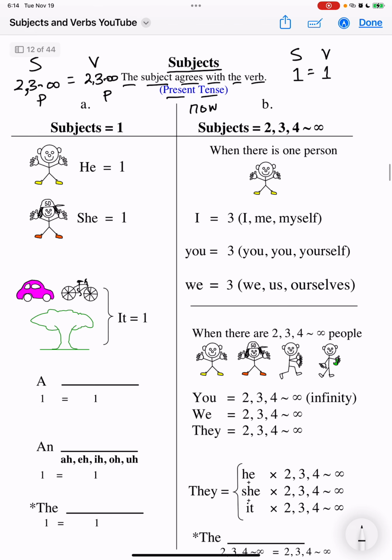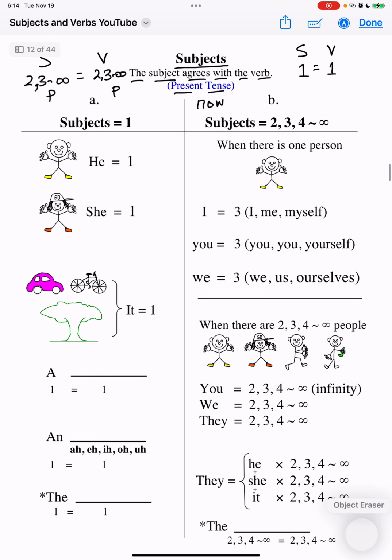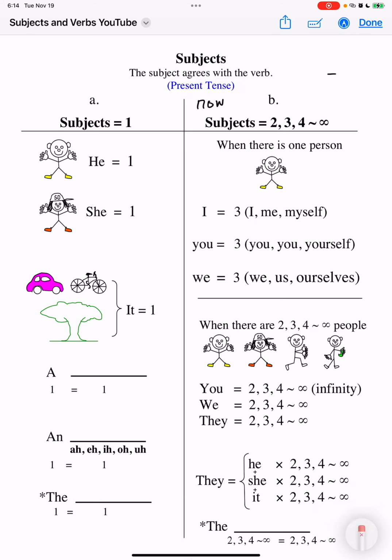Okay, so we have two kinds of subjects, okay? And the two kinds of subjects, let me erase this. So the two types of subjects, you have subjects that are equal to 1 and subjects that are equal to 2, 3, 4 to infinity. So the subjects that are equal to 1 are going to be what we call singular. And singular just means 1. Okay, singular equals to 1.